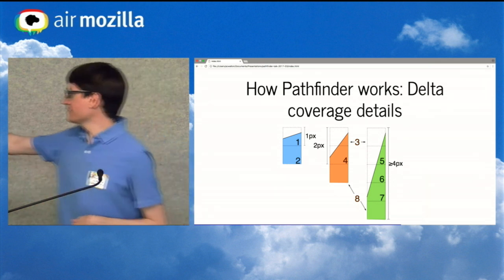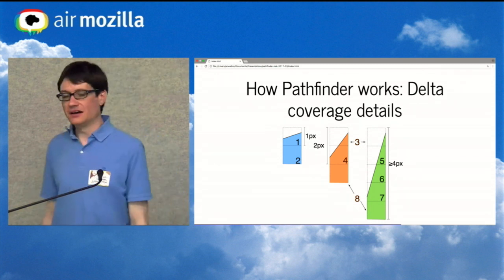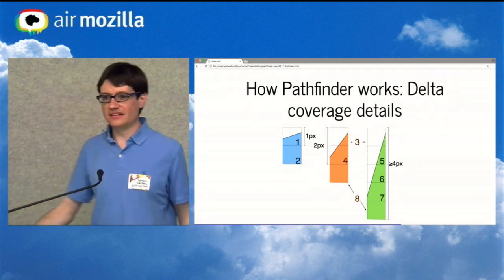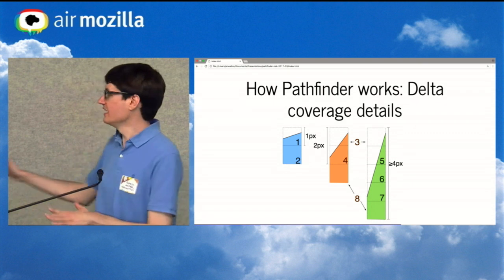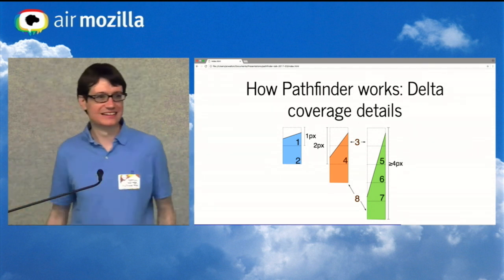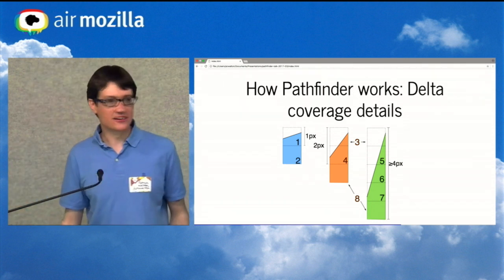The 4 pixels one should actually end after the 7. But does this make sense? Does anyone have any questions about this? I know this slide is confusing. I tried to make it as not confusing as I could.